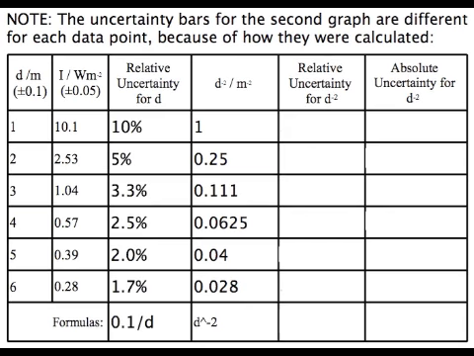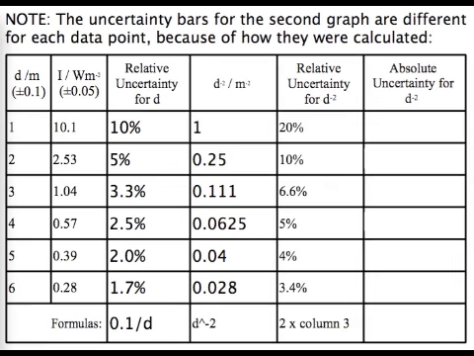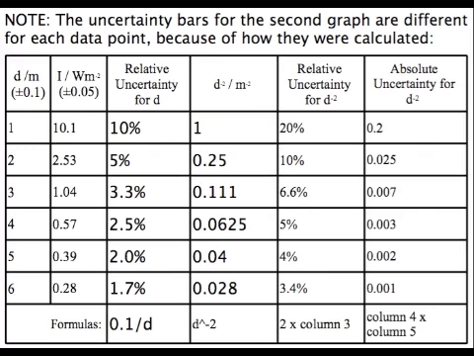We do this by dividing our 0.1 uncertainty by each of the d values. Then, because we're raising it to the exponent of -2, we multiply each of these values by 2. Now we have the relative uncertainty for d to the power of -2, which we can then convert to an absolute uncertainty by multiplying our relative uncertainty for d to the -2 by each of the d to the -2 values.